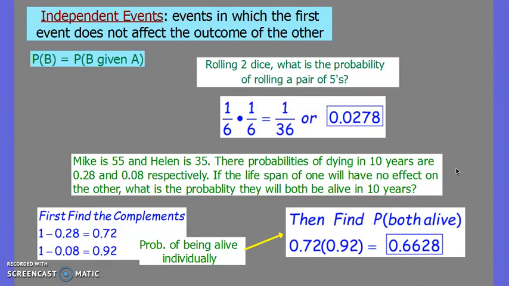Again, I hope that helps you when you're talking about independent versus dependent compound events. We're talking about that word and. Remember, that's the key. That's the reason we're multiplying, to try to find the total probability that both things could happen at the same time. 2 events happening at the same time.